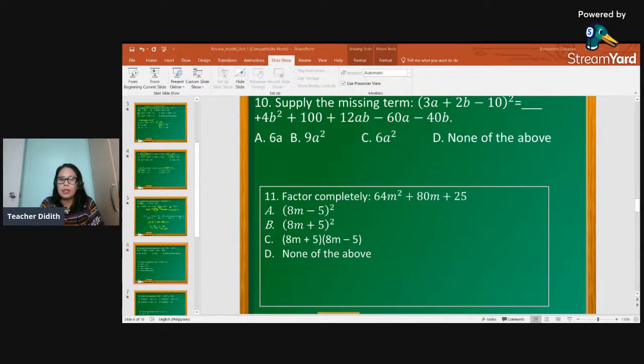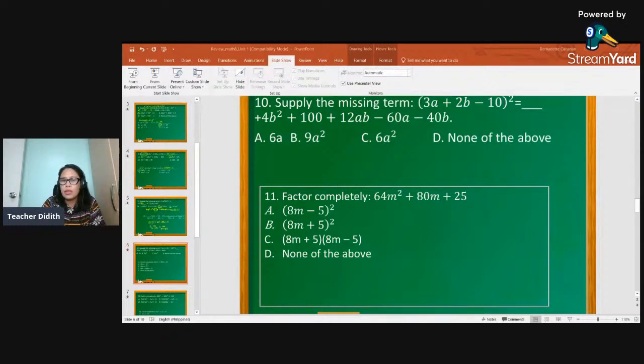And then number 11, factor completely. So, again, this trinomial is not a perfect square trinomial, so we have to identify the GCF. Okay? So, the GCF here is a constant value since there's no variable for the third term here. No? 11 na tayo. So, the GCF would be, I guess, oh, this is a perfect square trinomial. Sorry. No need for us to work on the GCF.